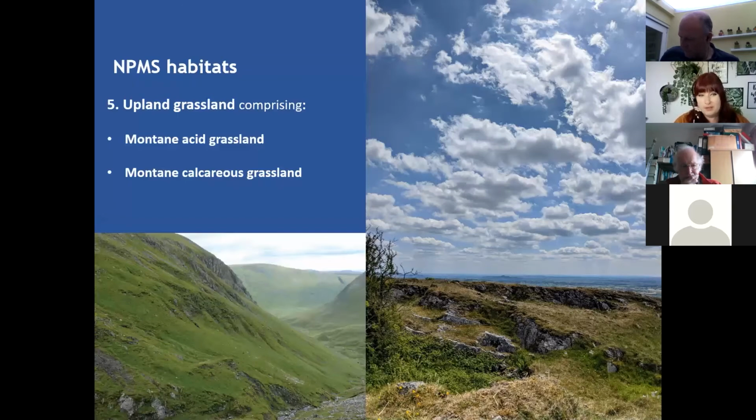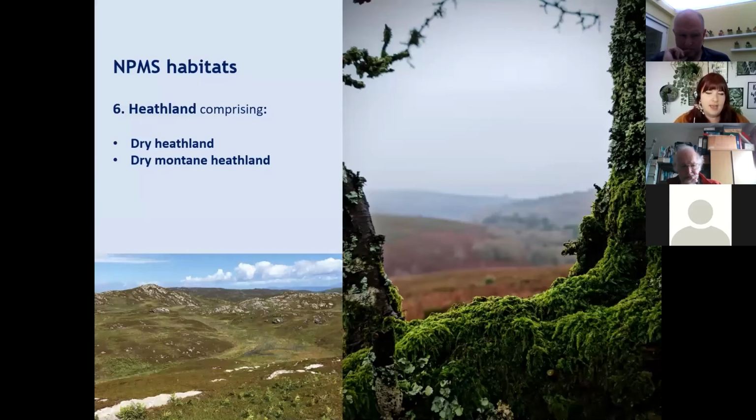Then we've got upland grassland, which is obviously mountainous regions. Heathland, which is split into dry heathland or dry montane heathland.